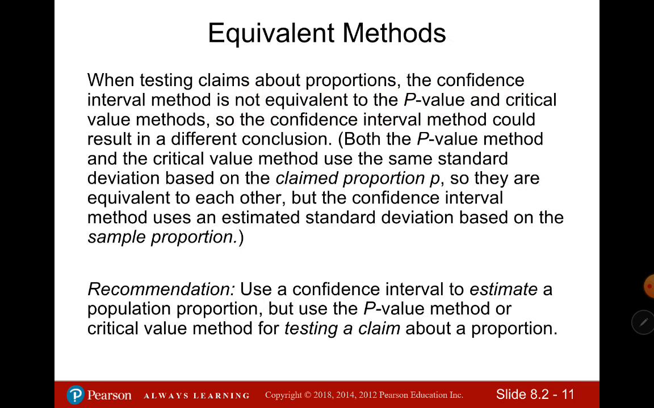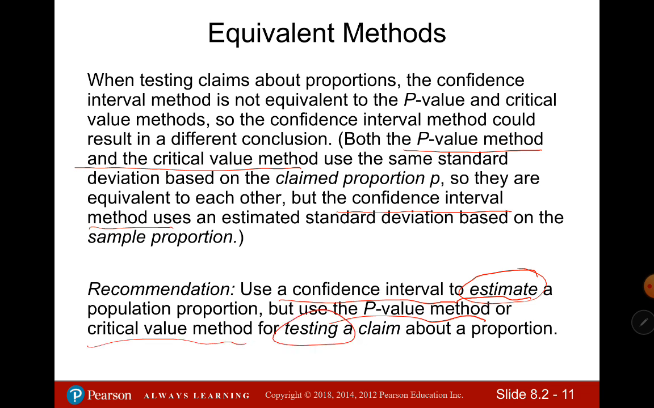So we were talking about equivalent methods. We focus on the p-value method and the critical value method. These two are always equivalent to each other. But the confidence interval method is not equivalent to the previous two methods. So we will say we use the confidence interval to estimate, but use the p-value method or critical value method for testing.